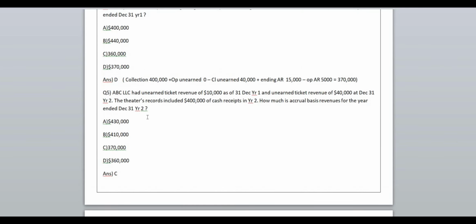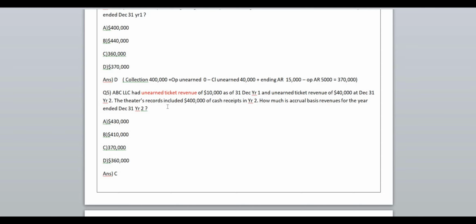Last MCQ says ABC LLC has unearned ticket revenue. That means it is a liability. For liabilities we have opening minus closing. So unearned revenue of 10,000 as of December means closing balance is 10,000, and unearned ticket revenue of 40,000 at December year 2. See, you have to be very careful. This is not the closing. This is closing of the previous year. So this is opening balance of year 2. So 10,000 we have as opening balance, and closing balance at year 2 is $40,000.